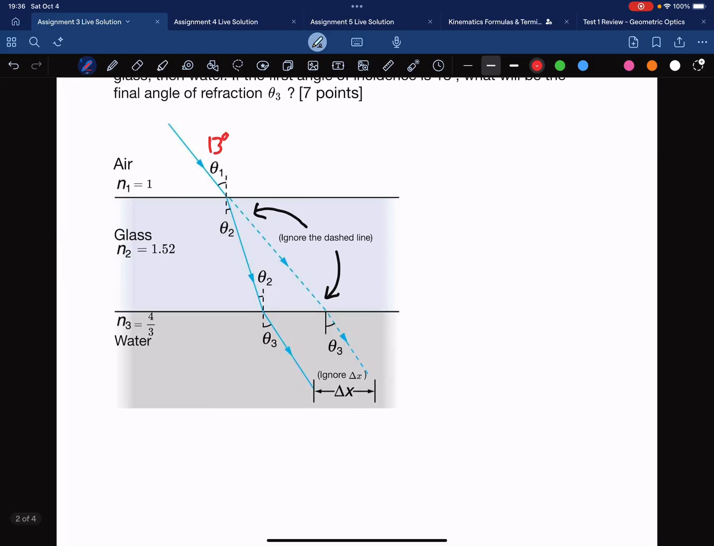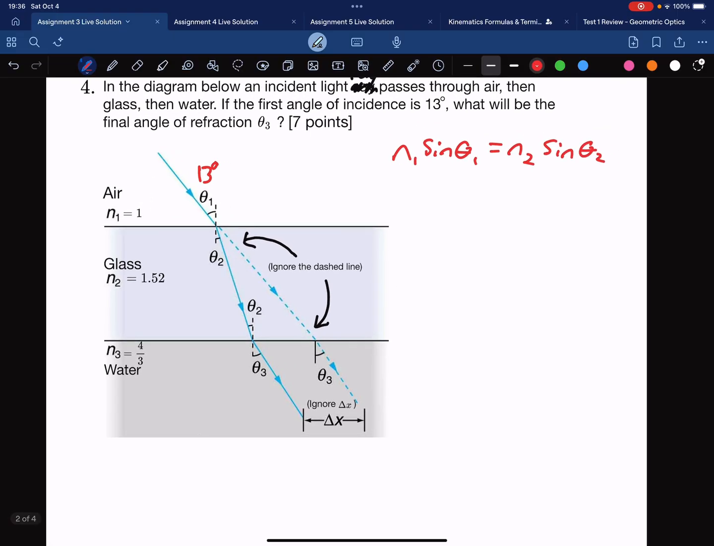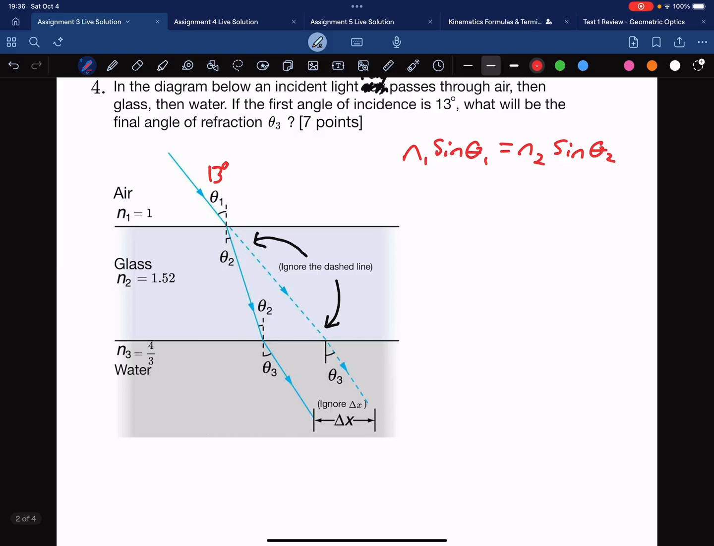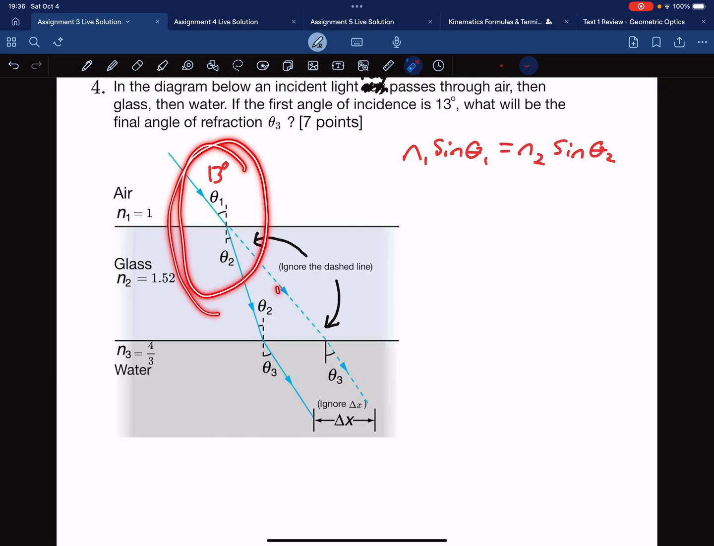So we are going to need Snell's law, which is n1 sine theta 1 equals n2 sine theta 2. And so what we can set up here is something for theta 2, because what we are looking for is theta 2 currently. We know what all the refractive indexes are. We're looking for the final angle. So if I find theta 2 here, that is also equal to theta 2 down here. So if I use the given information on the first side, I will be able to find theta 2 down here.